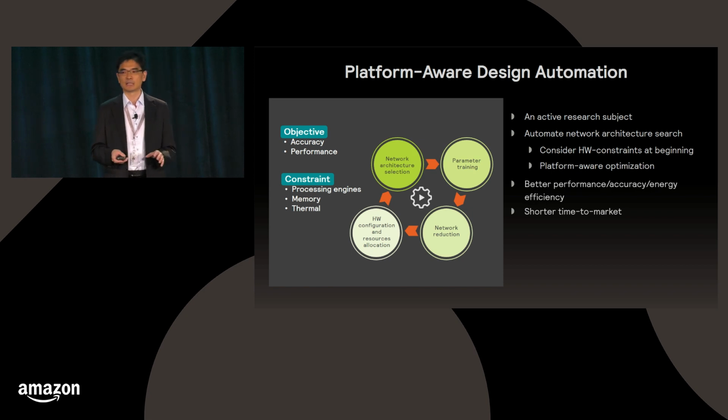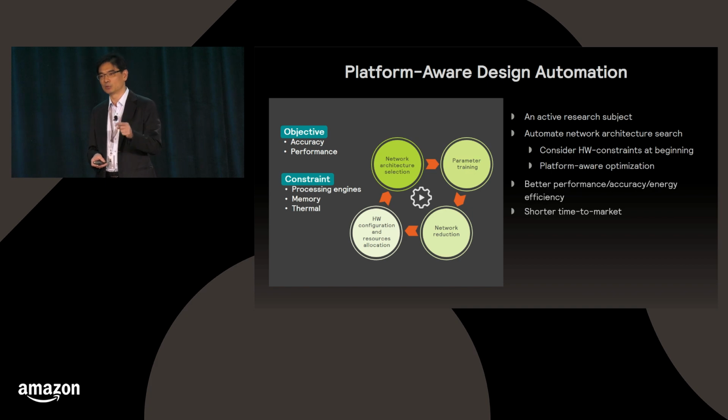It includes the computation resources of APU, CPU, GPU, and so on, and also the memory bandwidth, memory capacity, and the thermal budget allowed by this device. Then with the objective and the constraints, the automation algorithm will select an initial network. Then it will do the training, network reduction, and hardware resource allocation automatically, and iterate until the result meets your objective under the resource constraint.